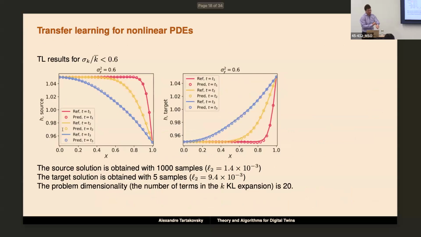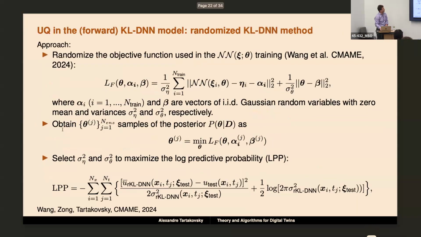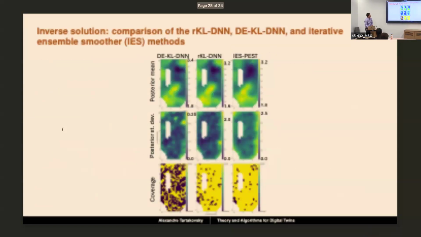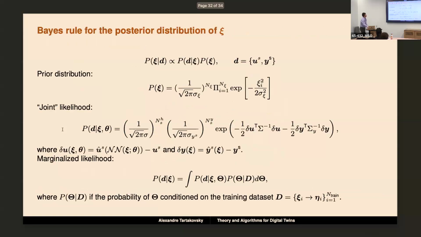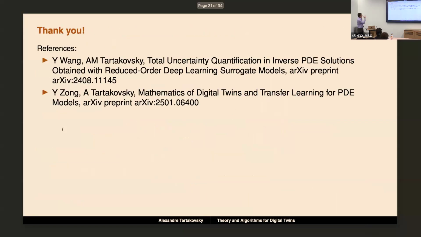Okay, so I think this is all that I have time to present. I will skip through my Bayesian material, and I think this is the slide where I want to stop. What I presented can be found in this paper. This other paper describes the transfer learning, and the first paper describes the Bayesian methods that I didn't have time to present. Thank you.